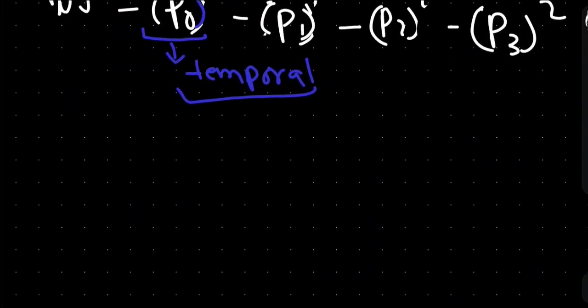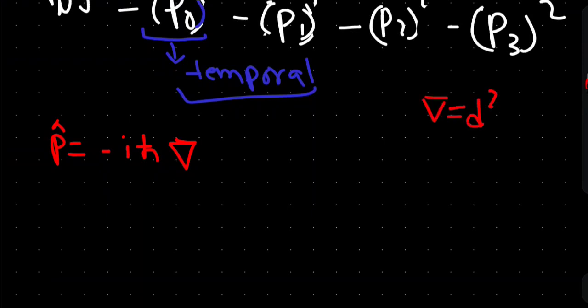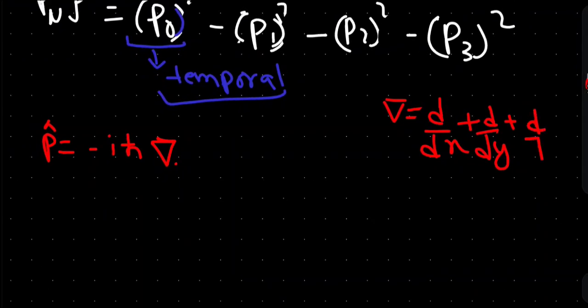Now what we are going to do is relate this with quantum mechanics. How? If you have studied quantum mechanics, you probably know that the momentum operator is minus i h bar times this particular operator, the Nabla operator. No, one minute, this is not the second derivative, it's d by dx plus d by dy plus d by dz. Okay, so this is the Nabla operator.